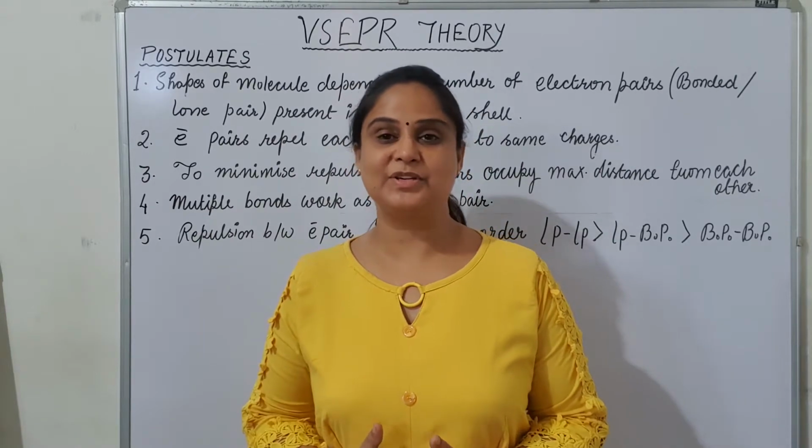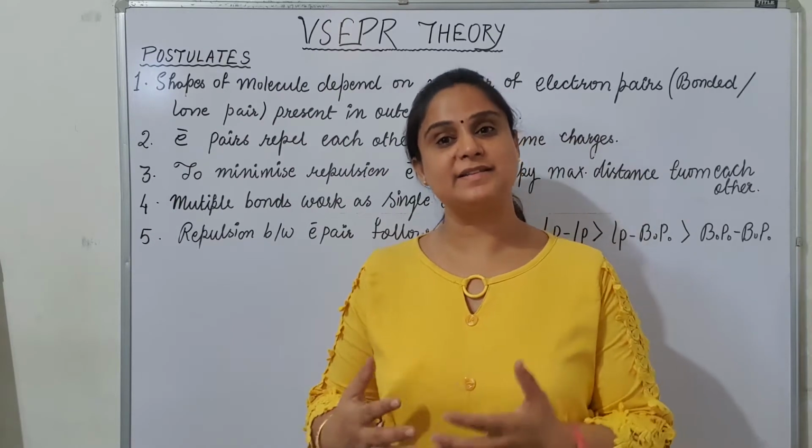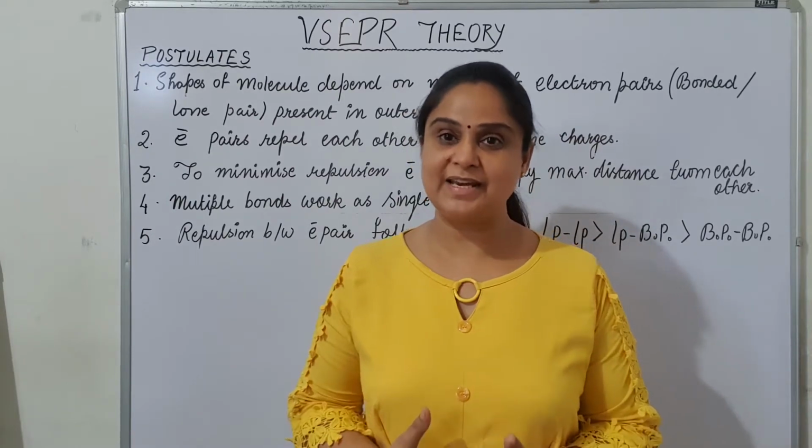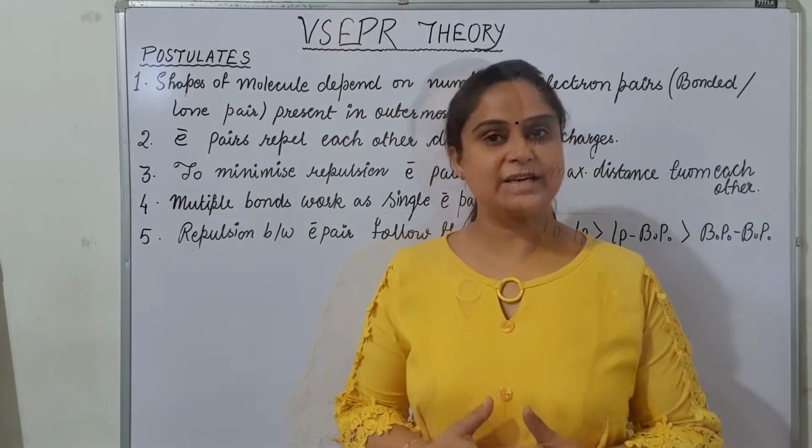And today we are going to discuss a very important theory which will define the shape and the structure of the molecule. So the theory is valence shell electron pair repulsion theory. So let us learn about this.